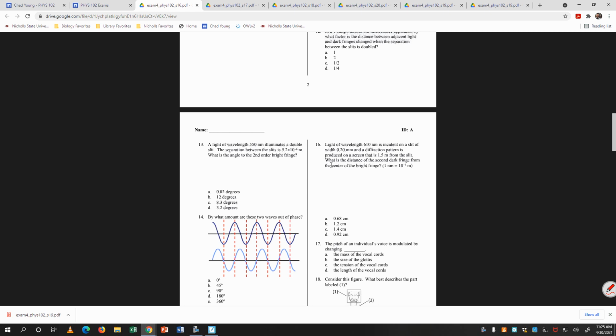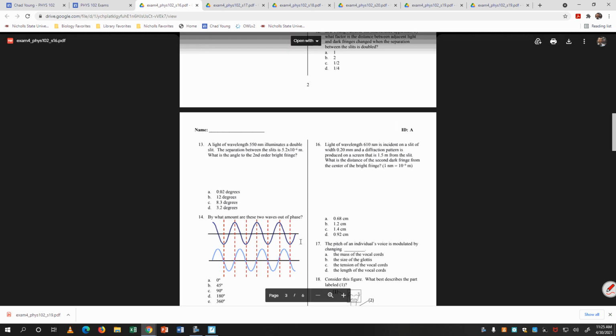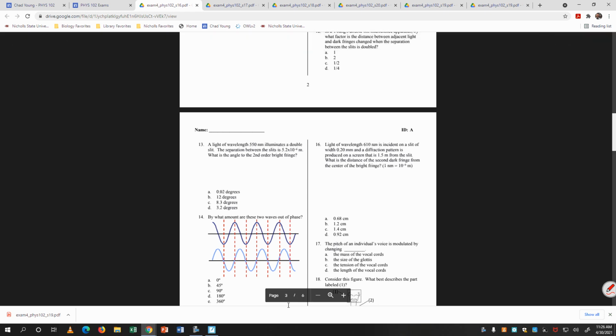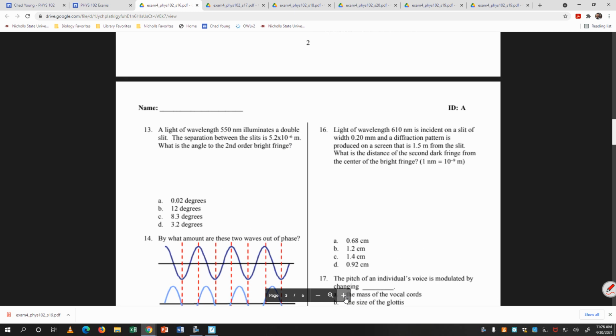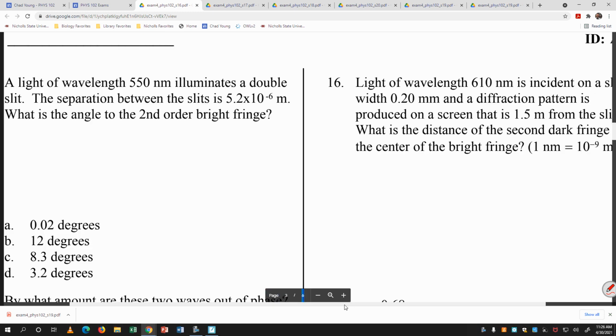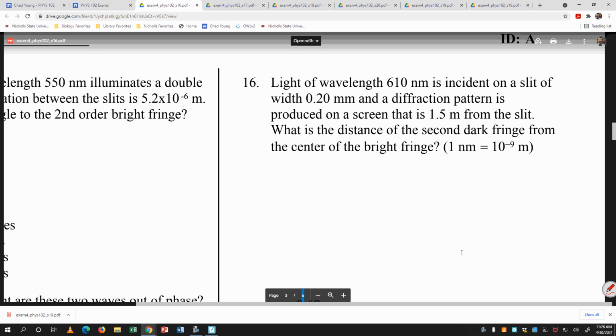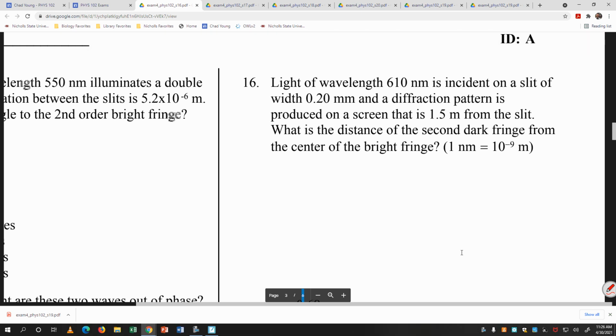Okay, number 16 is a good one. Let's look at this one. This is the spring 16 exam. Light of wavelength 610 nanometers is incident on a slit of width 0.2 millimeters, and the diffraction pattern is 1.5 meters from the slit. What is the distance of the second dark fringe from the center of the bright fringe? So what I have here is my diffraction pattern like this. I'm looking for the distance from here to here, so I'm looking for that distance y.